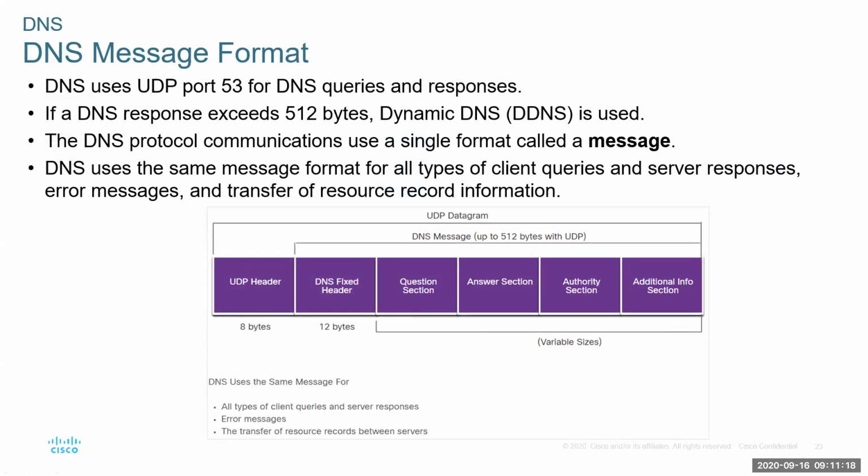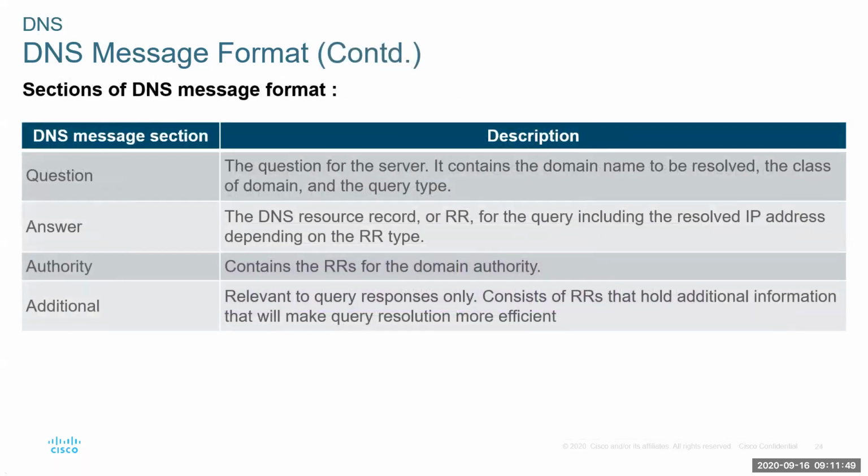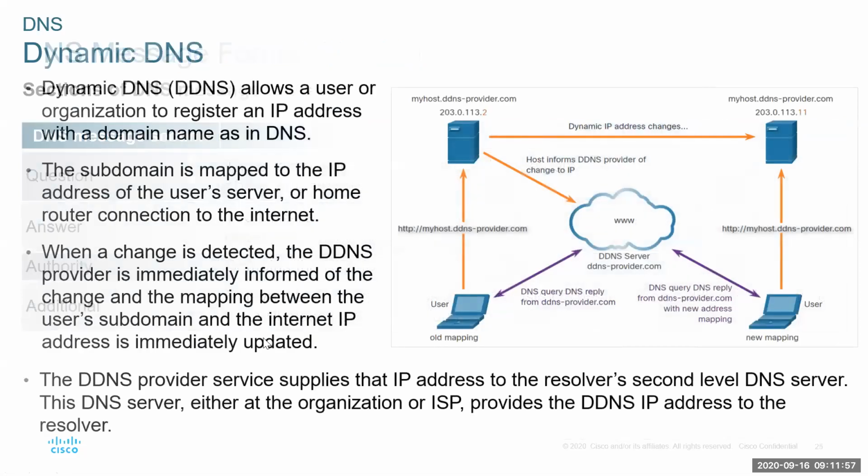On a DNS message, again, it uses UDP. It's typically on port 53 for all the queries and responses. If that response exceeds 512 bytes, then dynamic DNS is used. The DNS protocol communications are a single format. They're generally referred to as a message. And all types of clients will send these queries and responses, error messages, and transfer that record back and forth. So you'll see a bunch of different datagrams built up in UDP with a bunch of different information. These are the different sections in there. So the question is just going to be what's the one being resolved, answer, authority, and moving those on down.